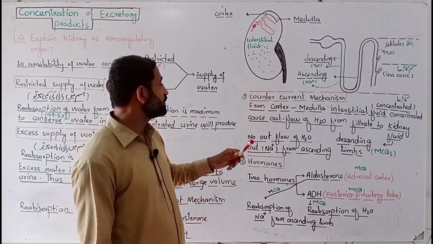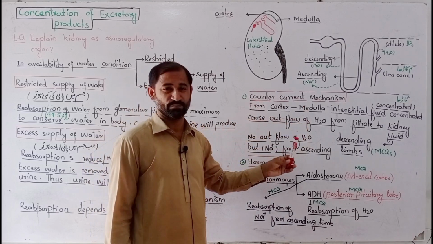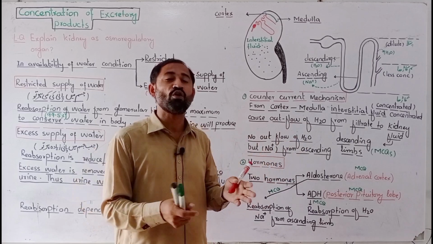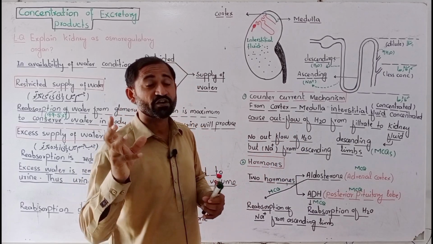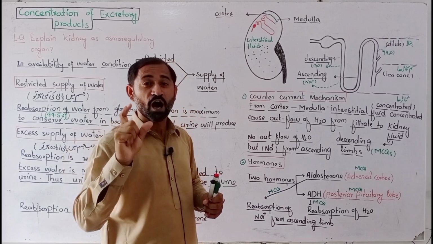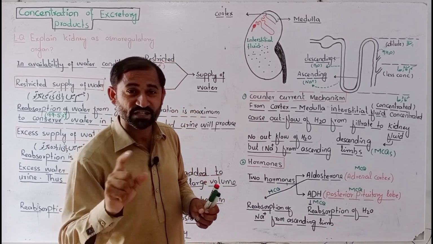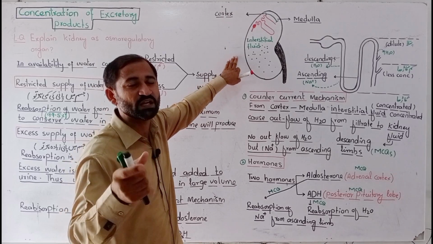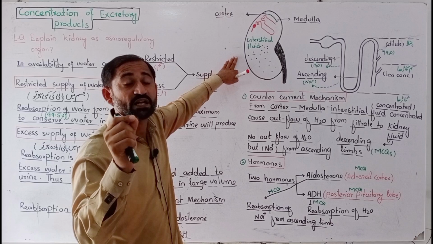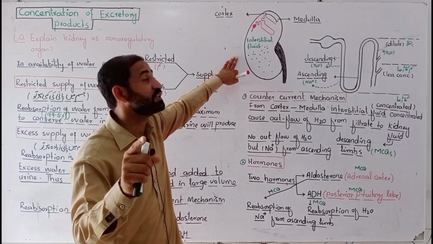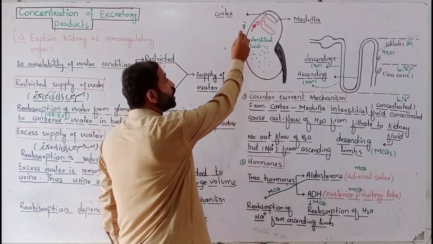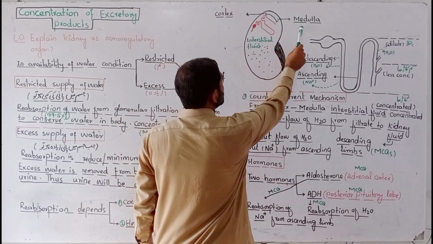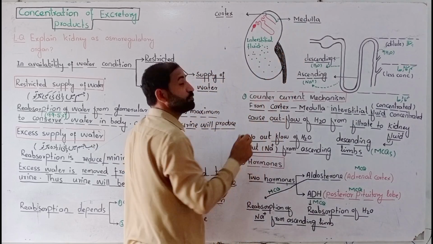So first of all, to understand the counter current mechanism, you have to know how the nephrons are arranged within the kidney. I have drawn a diagram of the kidney here simply to make you understand how nephrons are present within the kidney. This one is the outer part of the kidney, known as the renal cortex, and this one is the inner part of the kidney, known as the inner medulla.